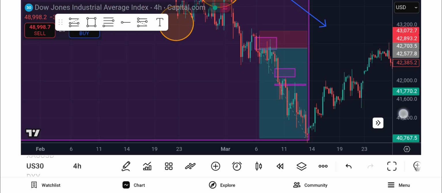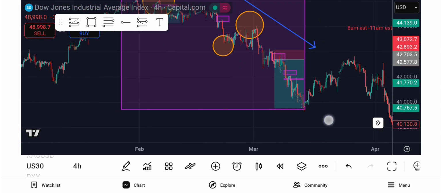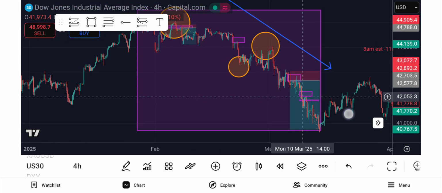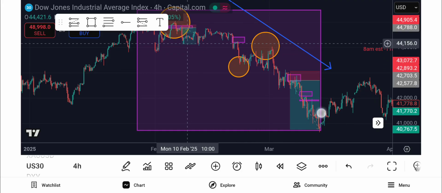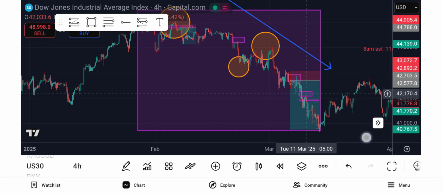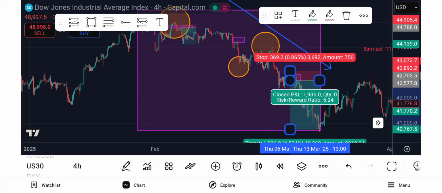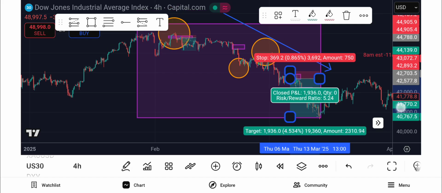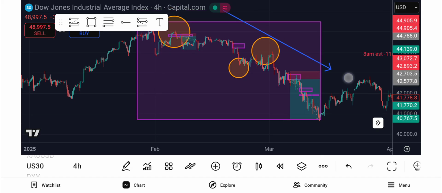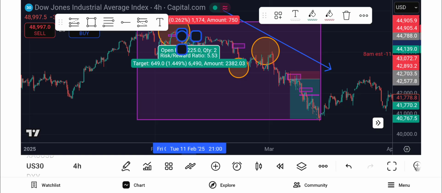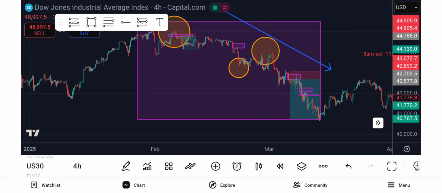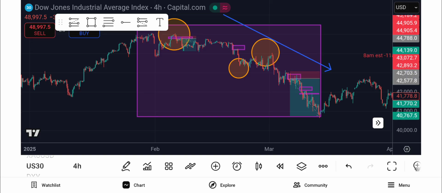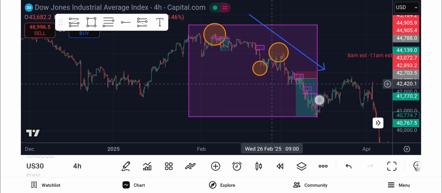But guess how many entries you would have had from this trade alone? You would have had 1, 2 trades. This one would have been 193 points. This one up here would have been 64 points. So over 200 points just on this downtrend trade, and those are 2 good entries.